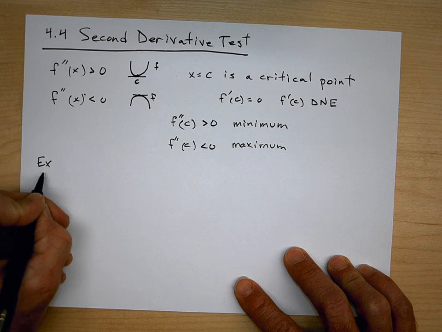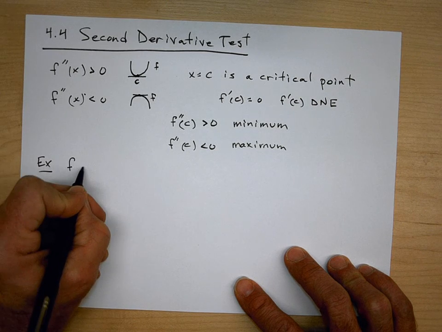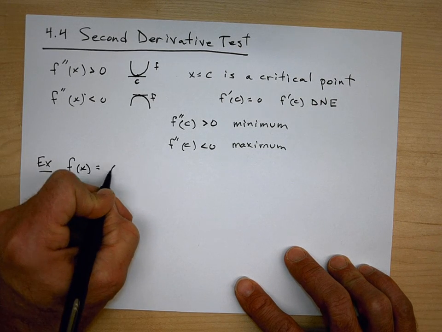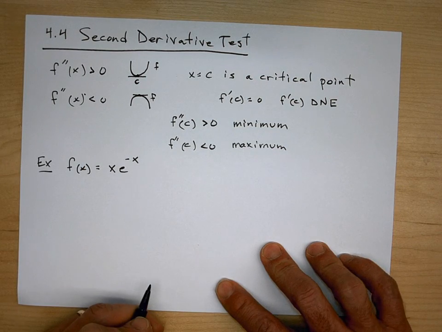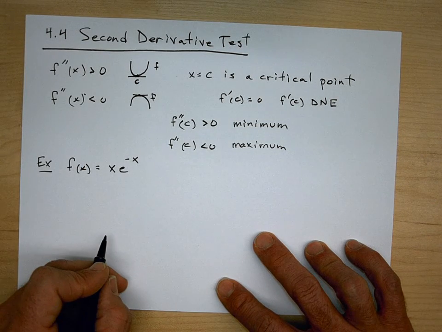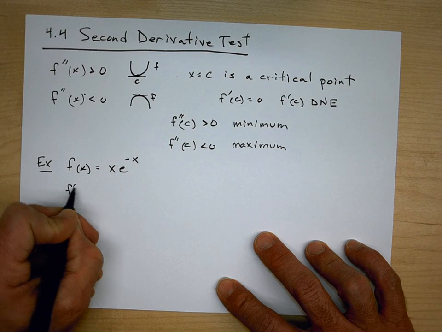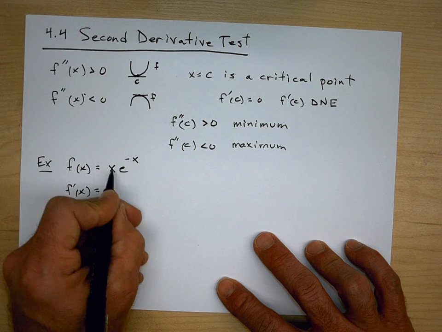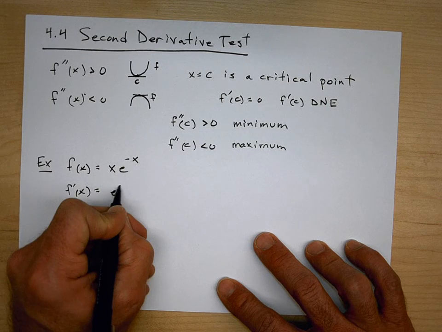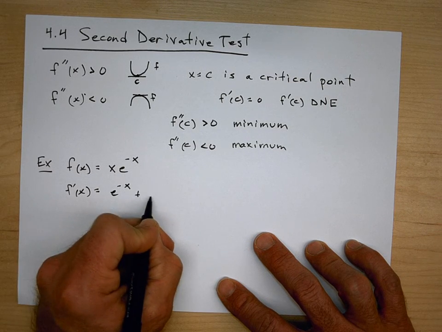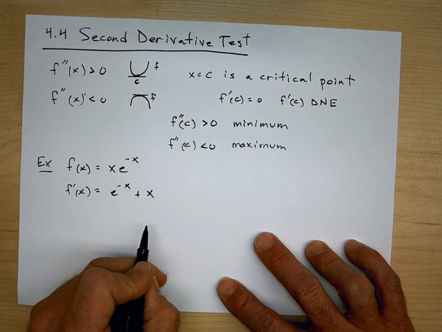So here's the first one. Suppose we have this function x e to the negative x. Here's a good review on derivatives. So we take the first derivative, and we need to use the product rule here. So the derivative of the first is 1 times the second, e to the negative x, plus x times the derivative of e to the negative x.